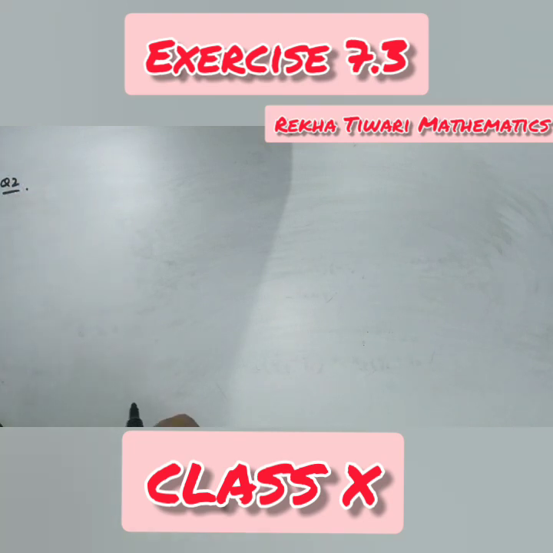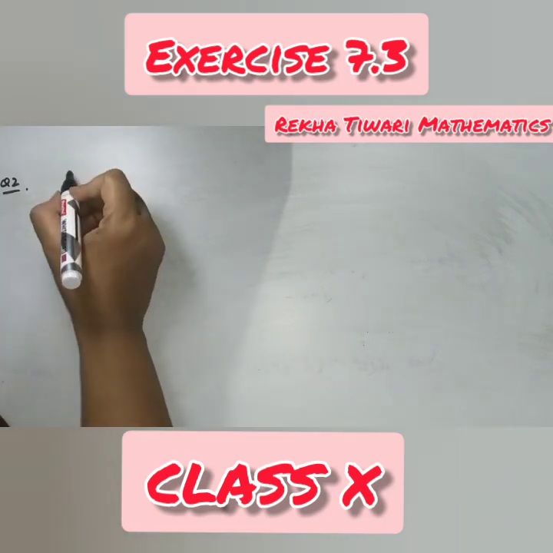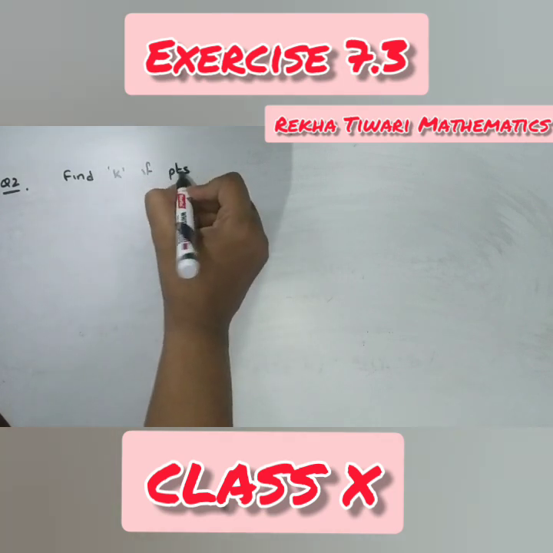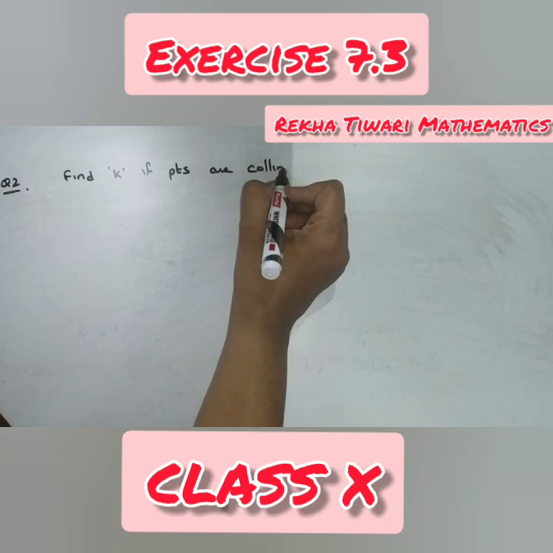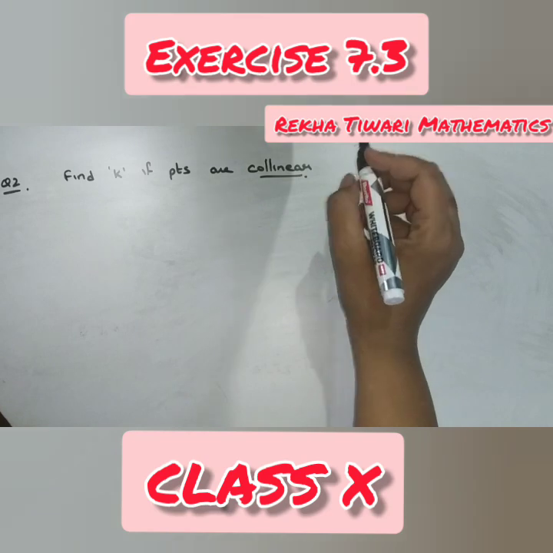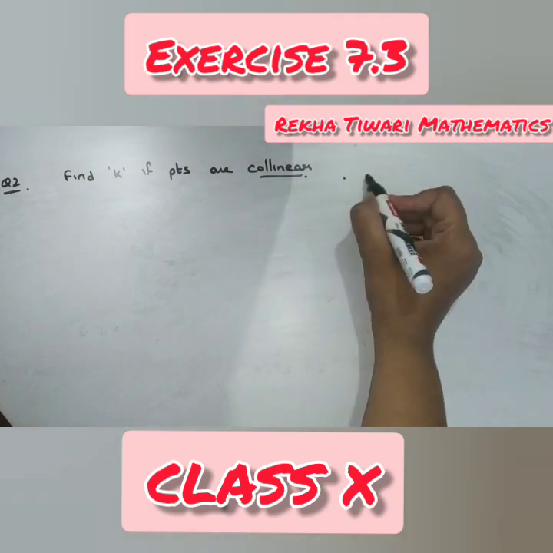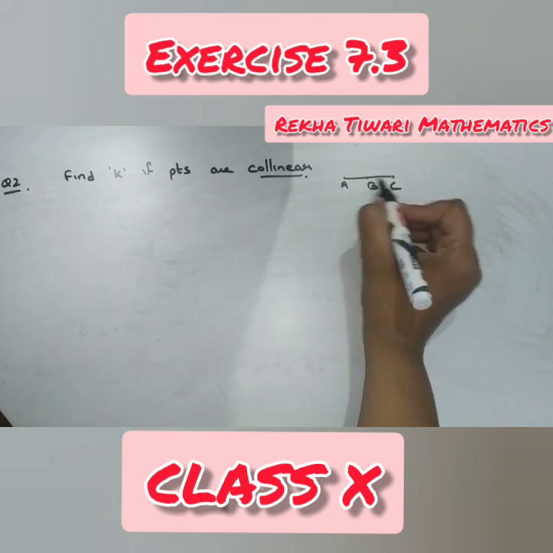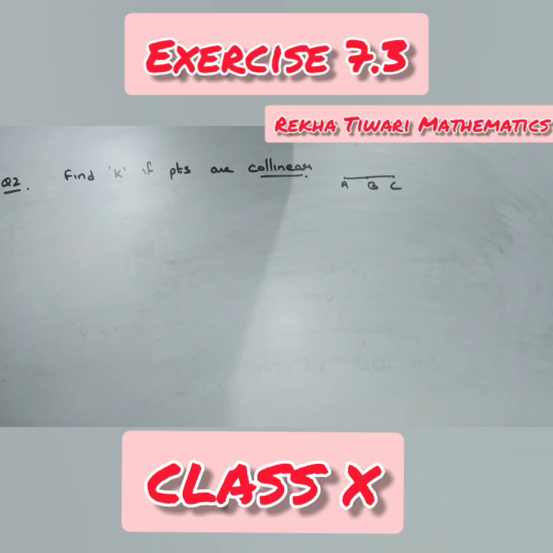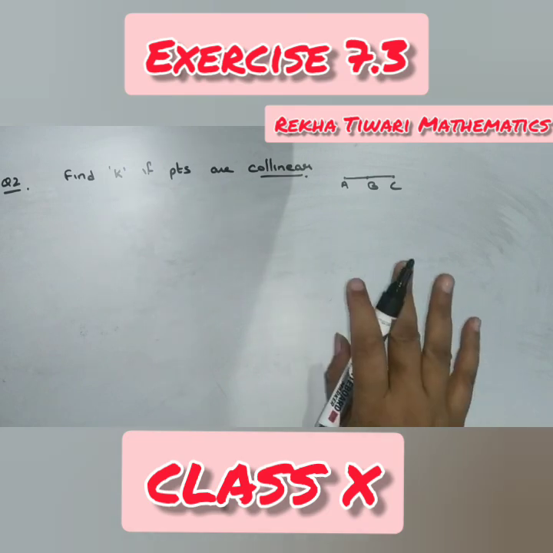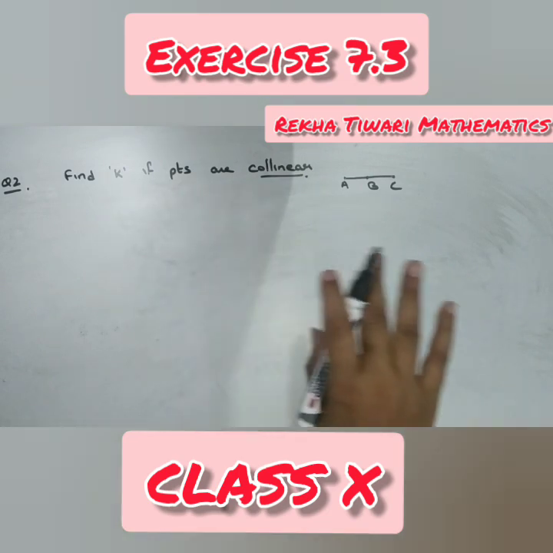Question 2. In each of the following, find the value of k for which the points are collinear. You have to find k if the points are collinear. See class, I told you that collinear means all the points lie on the same line. These 3 points are called collinear points. Now the condition is given that these 3 points are collinear. And if these 3 points are collinear, they are not going to form any triangle, because they are on the same line.